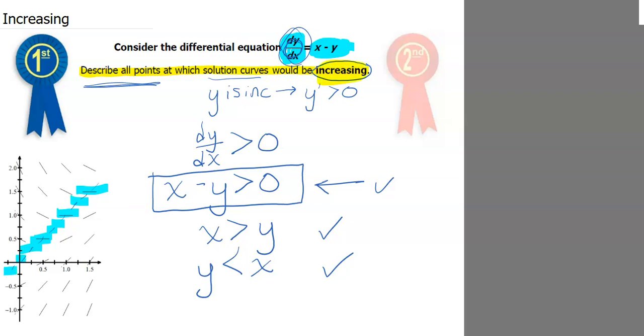And for us to be increasing, this one to me is the easiest to interpret. This says my y has to be less than the x. So I need to be below that line. And if you look everywhere I've just highlighted in yellow, all of those segments have positive slope. Everything that didn't get highlighted has negative slope. So nothing too exciting there.